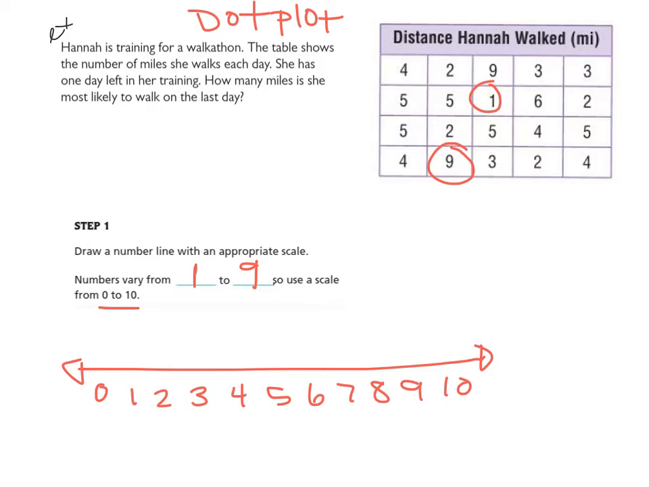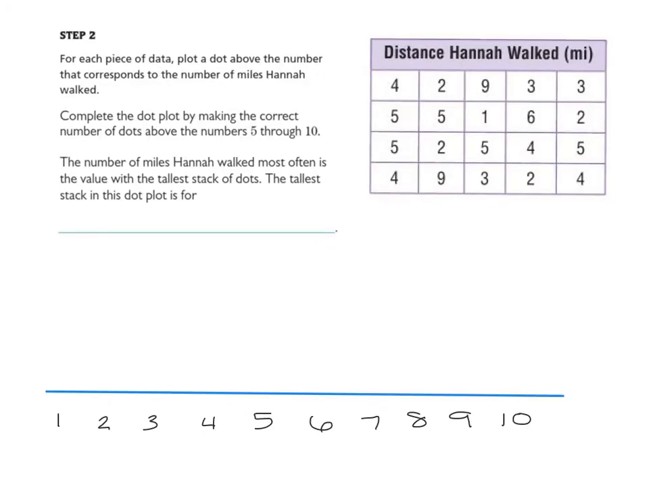And that you'll see in a later example. Alright, step 2. For each piece of data, plot a dot above the number that corresponds to the number of miles Hannah walked. So what that means, I'm going to get a little bit bigger of a marker here, is I'm going to look at this first piece of data. She walked 4 miles on one day.